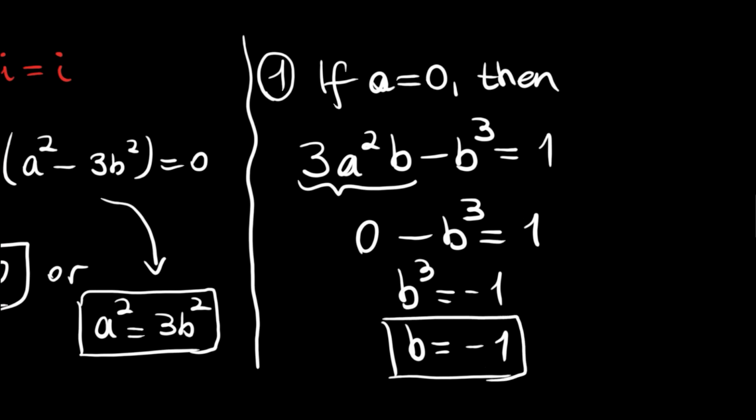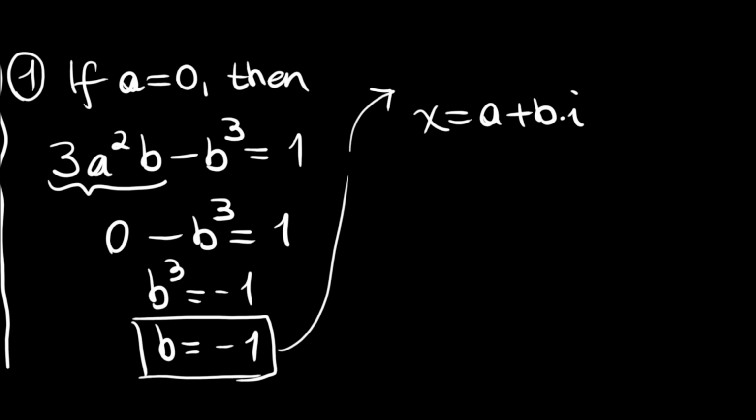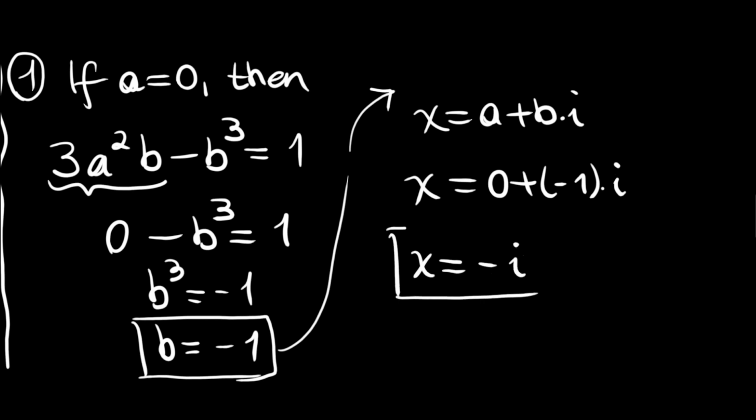Since a and b are real numbers, we just found the real solution to b cubed is equal to negative 1. So b is negative 1 and the result here is x is equal to a plus bi, then x is equal to 0 plus negative 1 times i, which is x is equal to negative i. The first solution to our equation is negative i from the first situation.